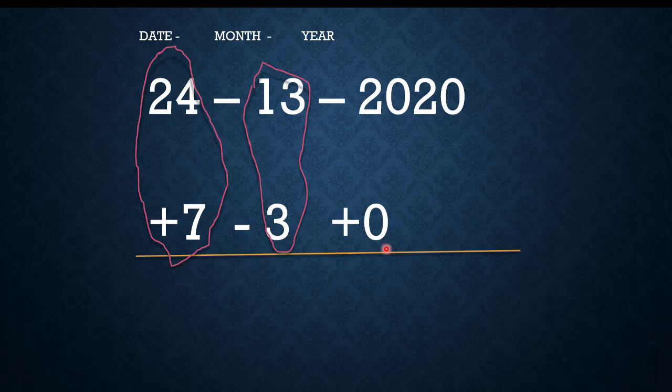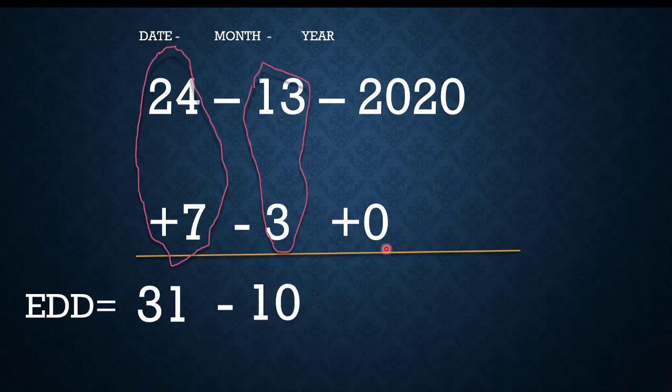So what will be the EDD? 24 plus 7 is equal to 31, and when we deduct 3 from 13, the answer will be 10, and we will not add 1, so there will be the same year. So EDD will be 31st October 2020.